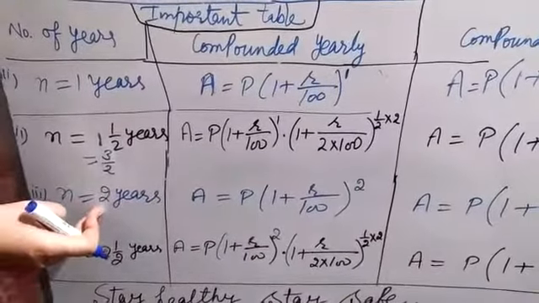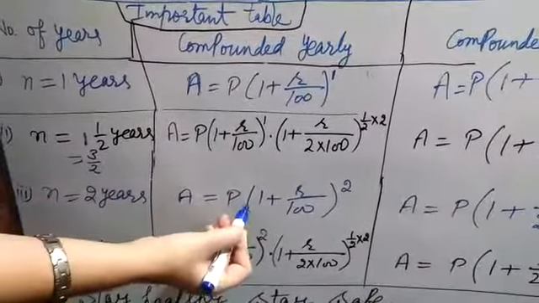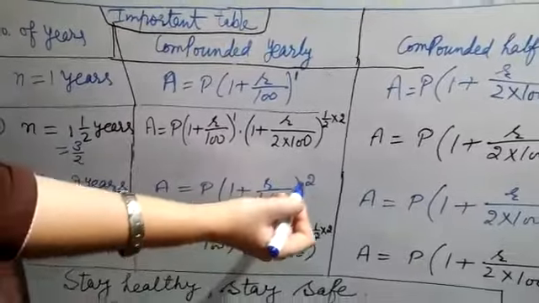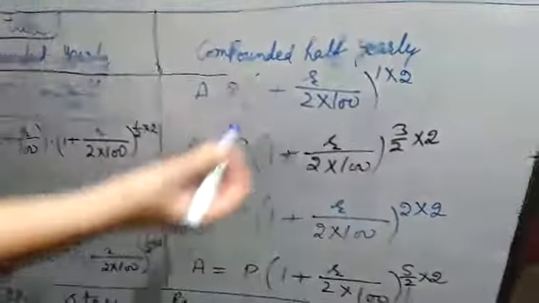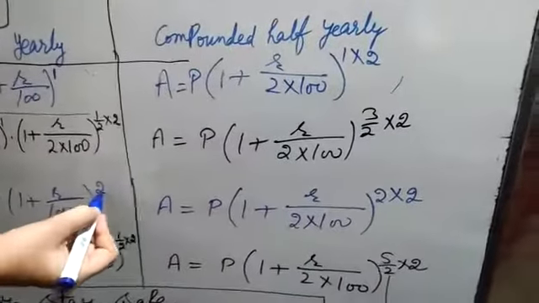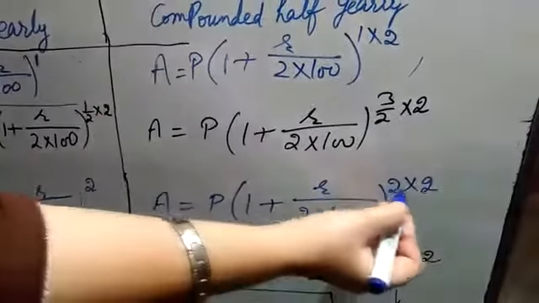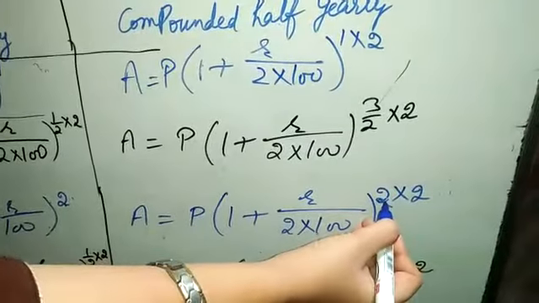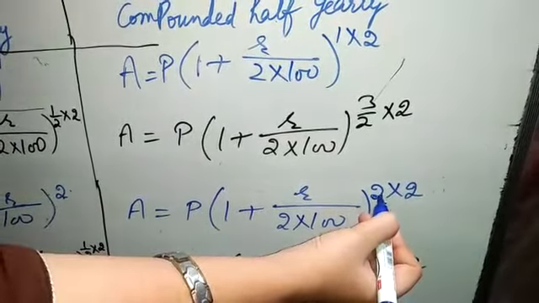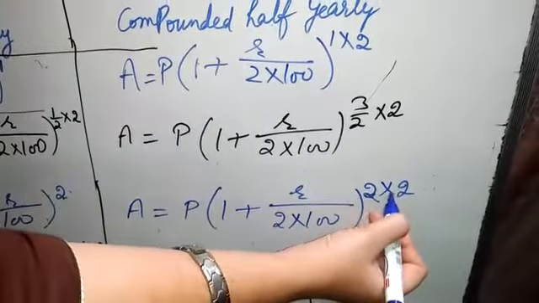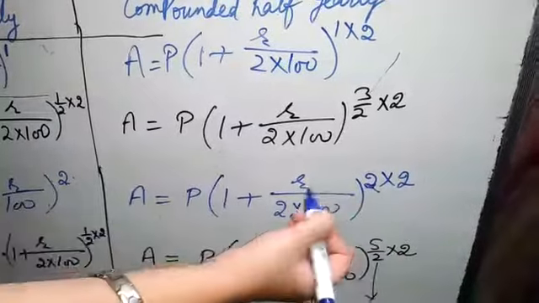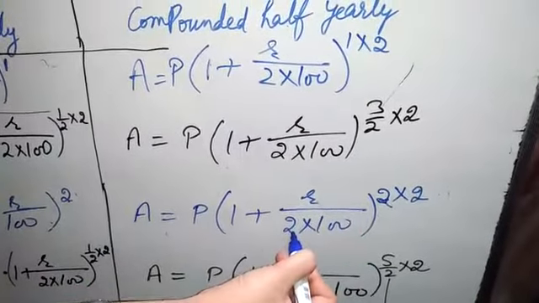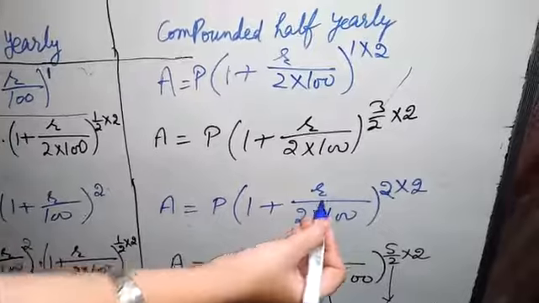Next we have N is equal to 2 years. For 2 years, the formula is directly P(1 + R/100) raised to power N, that is 2 years. And the same formula, when it is compounded half yearly, your time will be multiplied by 2. Now you are going to get the interest twice in a year. So 2 multiplied by 2: in 2 years, you will get the interest 4 times and the rate will be half. So here it is R divided by 2.